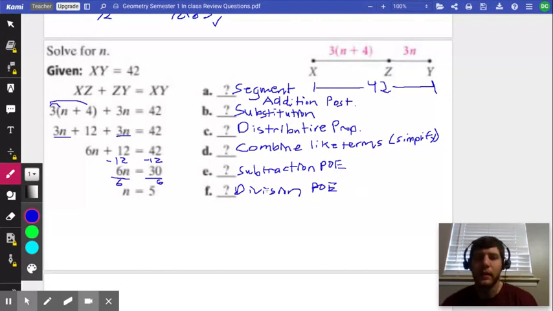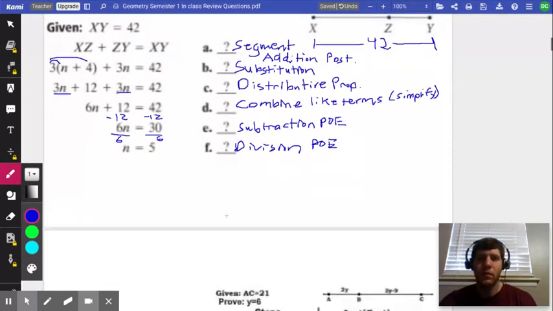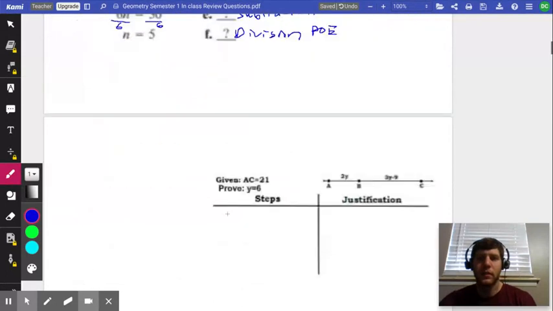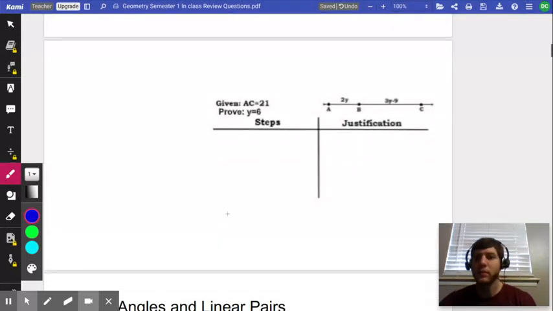But again, on the test, it's not going to be open-ended. You're going to have drop-down menus to pick. All right, next one. We didn't go over this one in class, but it was the same process.